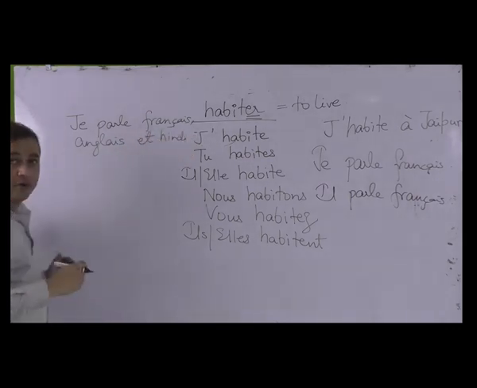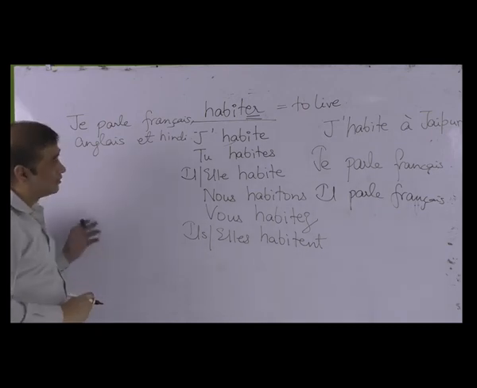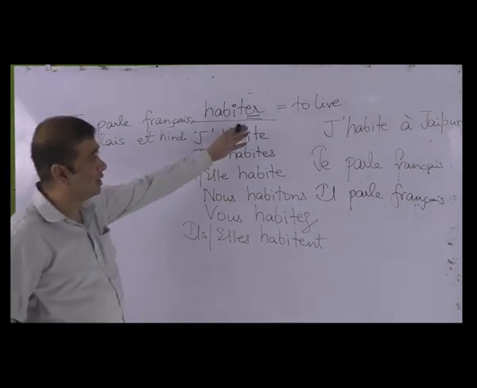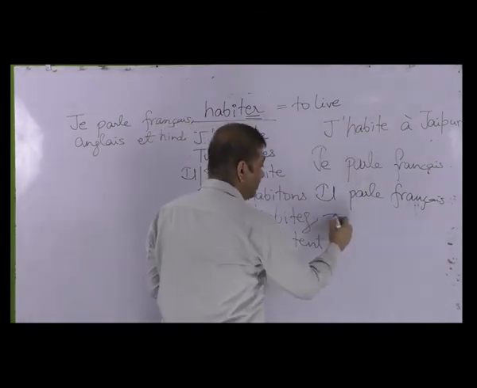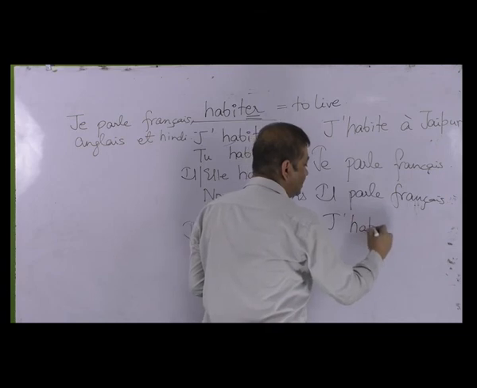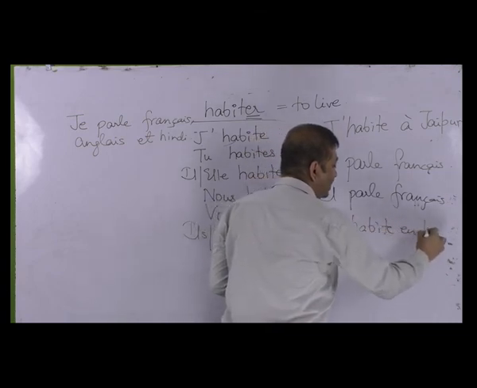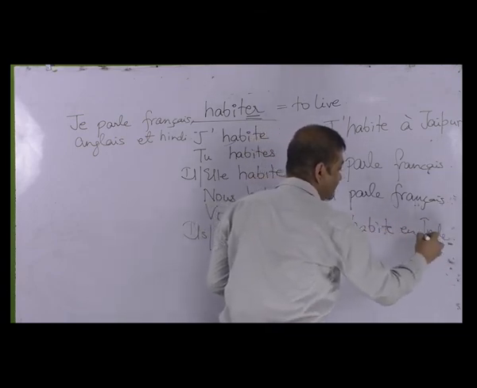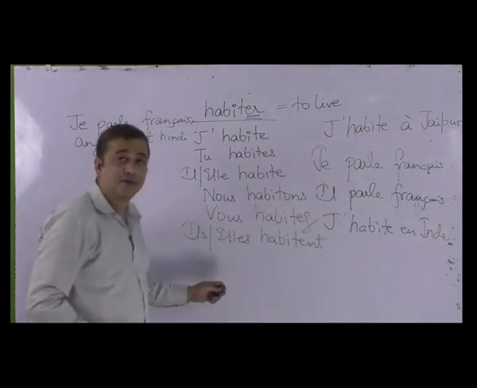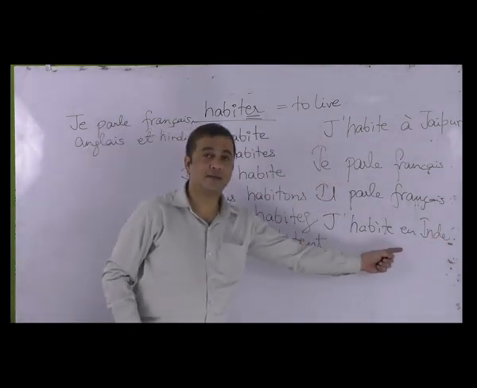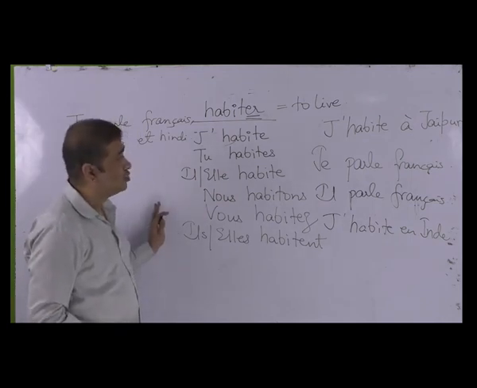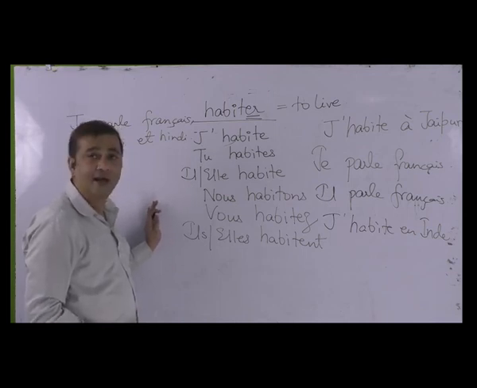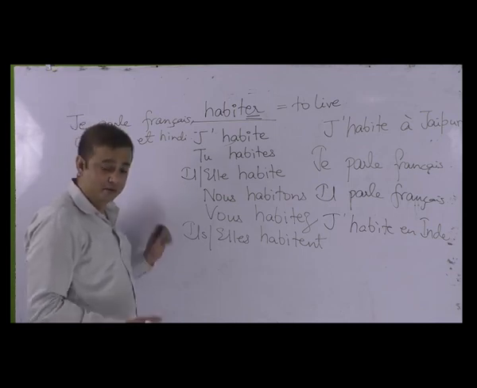You can simply talk about the languages you speak using this verb parler, and habiter, of course, to live. Where do you live? For example, j'habite à Jaipur. If you want to say I live in India, then you have to say j'habite en Inde, because the preposition for countries will change. We'll discuss it in future lectures. So, j'habite en Inde, I live in India. That is how we use ER ending verbs and the irregular verbs like we have done, être and avoir. Thank you so much.